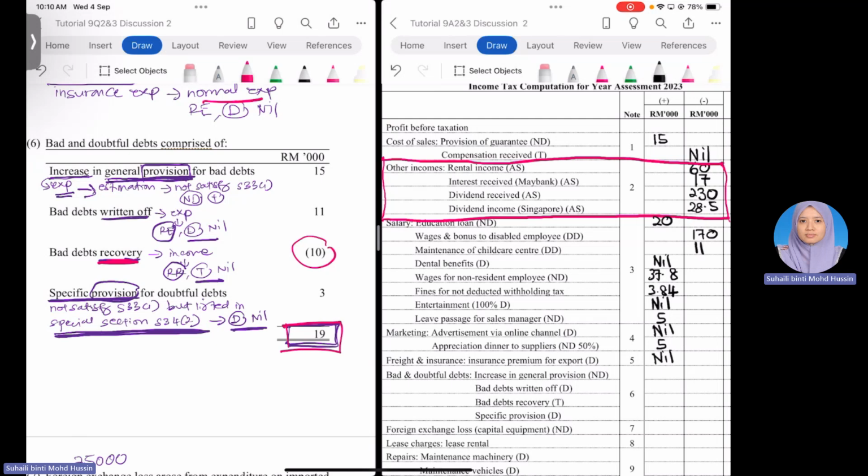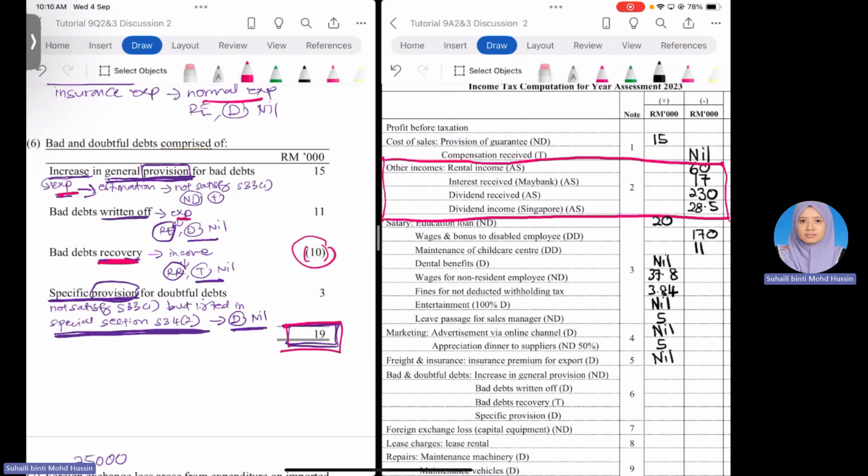Increase in general provision, expenses. Bad debt written off, also expenses. Specific provision, doubtful debt, also expenses. Only bad debt recovery is the income. That's why they have a minus here, to represent that this item is different from the others. But they total up together to get 19,000 ringgit, which appears in the SOCI.